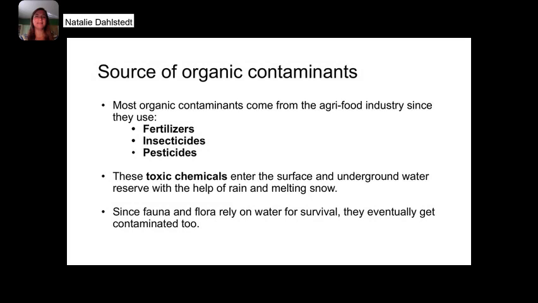Of the many sources of organic contaminants, most of them are coming from the agri-food industry since they use fertilizers in order to have better looking crops, insecticides to protect their crops, and pesticides for the same reason. These toxic chemicals enter the surface and underground water reserve with the help of rain and melting snow. Since fauna and flora both rely on water for survival, they eventually get contaminated too.